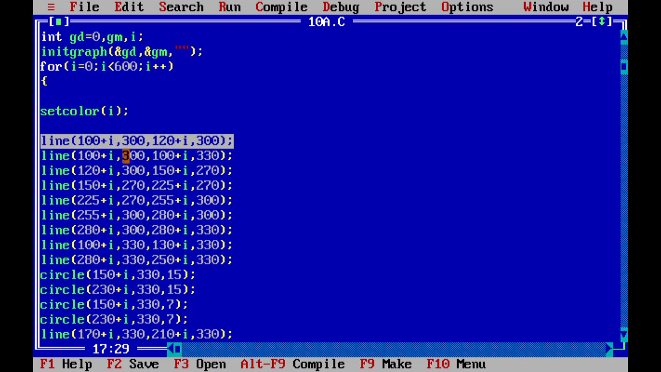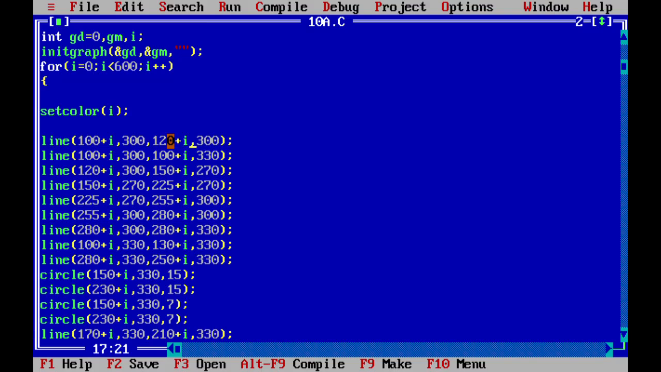So 100, 300, 120, 300 is actually what? The starting and the ending point of the line. So when I execute this function, the line will be available on the screen. But plus I, when I'm just using I, is nothing but the translation factor.